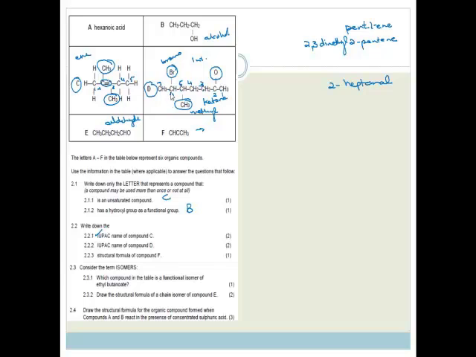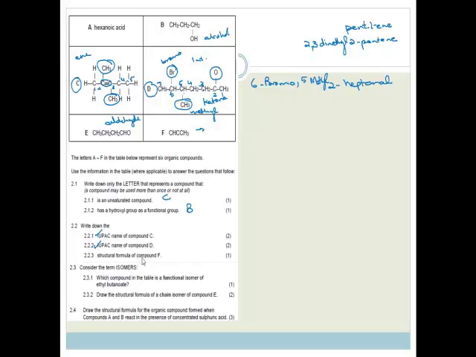So even though this is on 6 and this is on 5, we do number 6 first. So we go 6 bromo, then we go comma, 5 methyl, and then 2 heptanyl. I apologize for being all squished up. Okay, so it's 6 bromo, 5 methyl, 2 heptanyl.